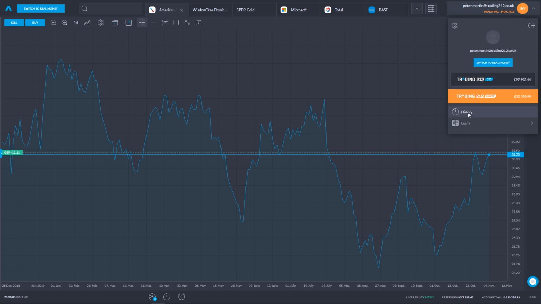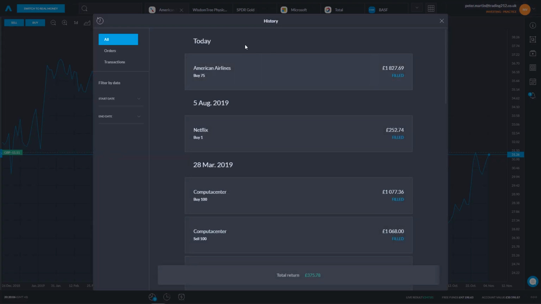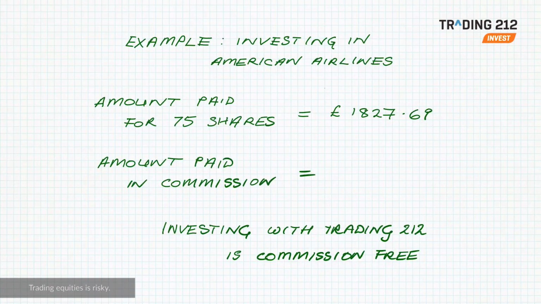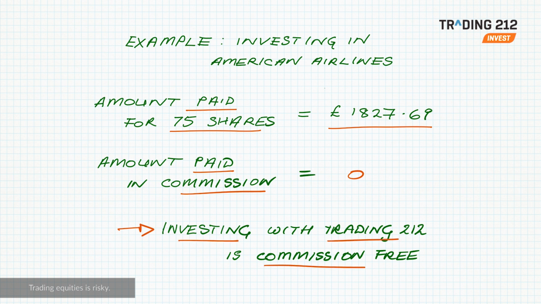And if we go back now to the app, what we can do, if I go up here to my account and click on history, we can see that I bought 75 shares of American Airlines, and I was filled at a cost of £1,827.69. And so, as we saw in the app, the amount paid for my 75 shares was that £1,827.69. Another point worth noting is that the amount paid in commission was nothing, and that's because investing with Trading 212 is commission free.